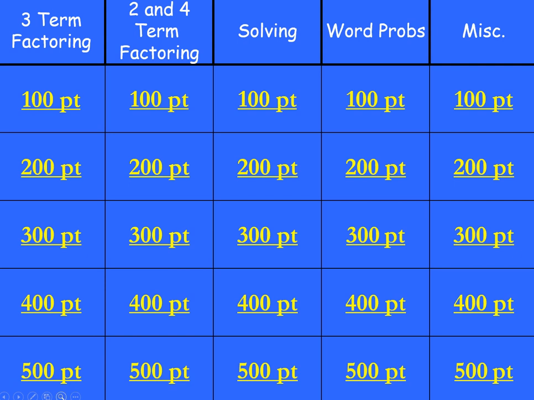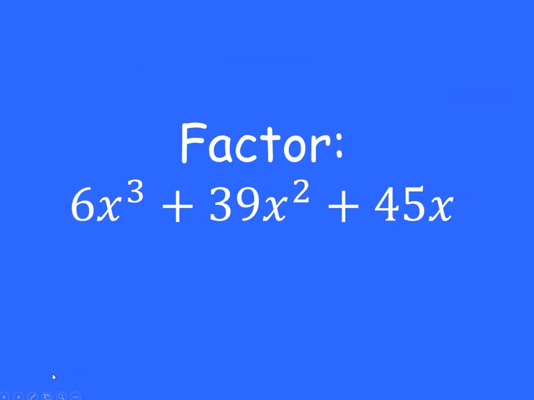Three-term factoring for 500, please. There it is. Factor 6x cubed plus 39x squared plus 45x. You can pause the video now. We'll check your answer in a moment.